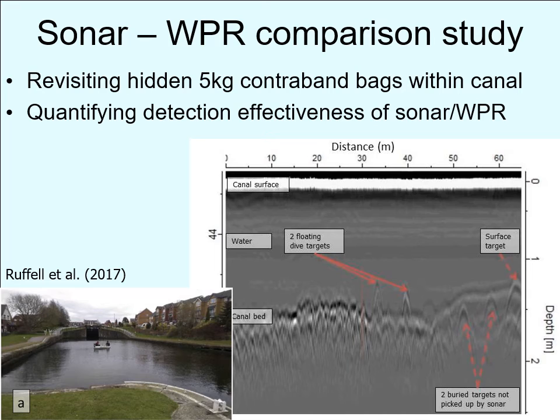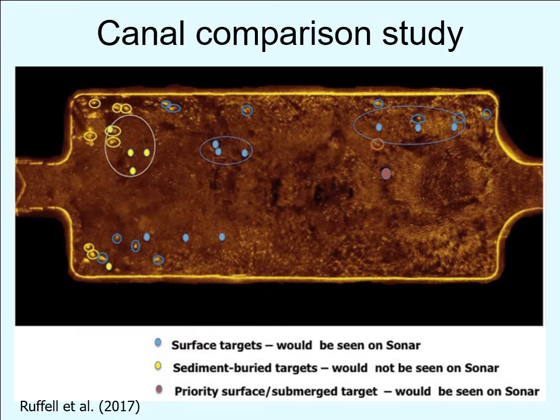You can see the canal surface is highlighted for you, the bottom of the canal bed, and then there's some actual floating targets, which are fairly obvious. Some surface targets you can just about see there on this water surface interface, and there's a couple of buried targets as well, which you're not going to be able to see on the sonar, which I'll show you next.